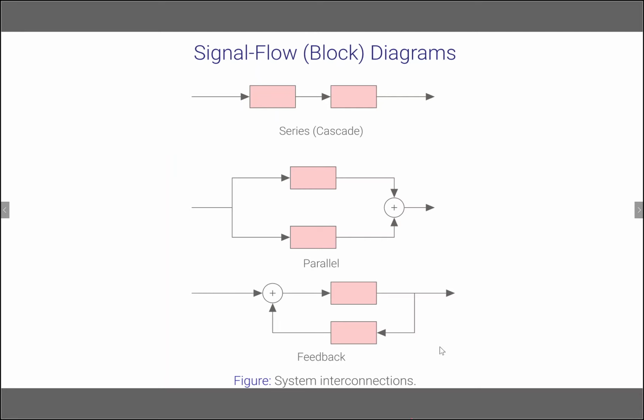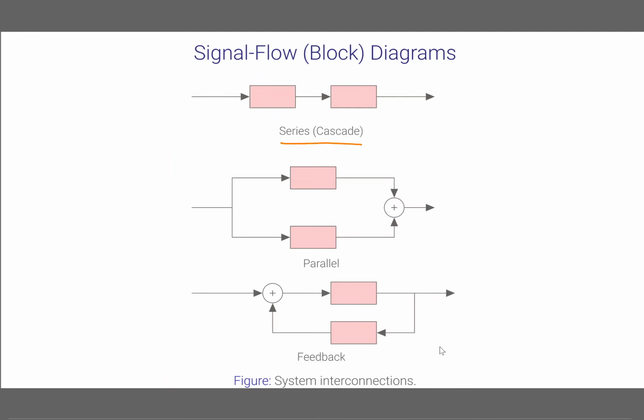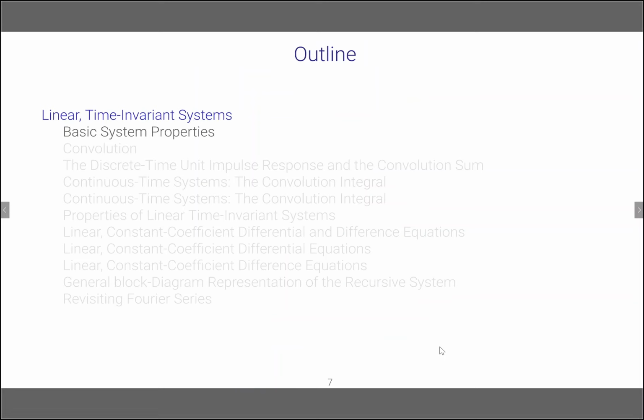So first of all, the series combination or the cascade, then the parallel combination where we add the output from this system and this system together, and then the special interconnection called feedback, where we take the output, or a portion of it, and feed it back to the input. There are two mechanisms, negative feedback and positive feedback. Later on you will study the importance of those feedback mechanisms.